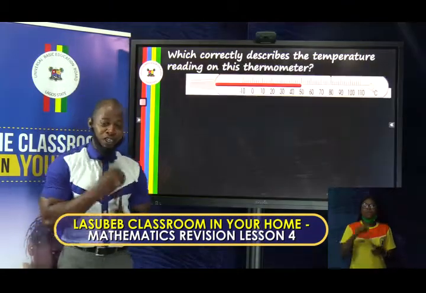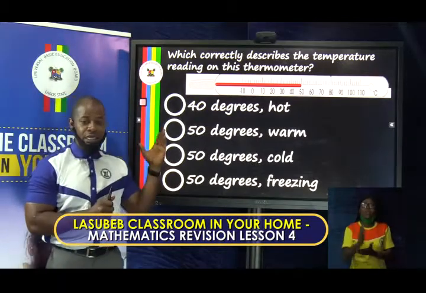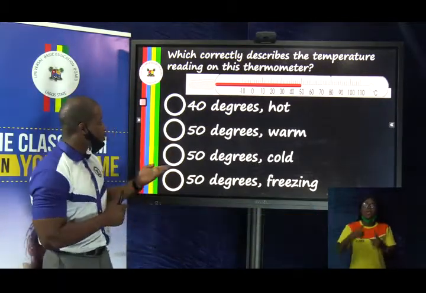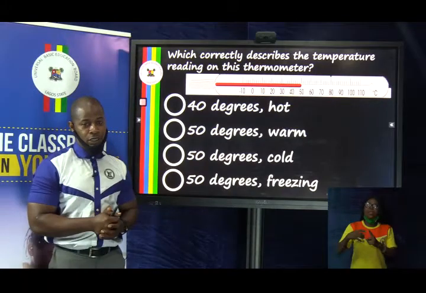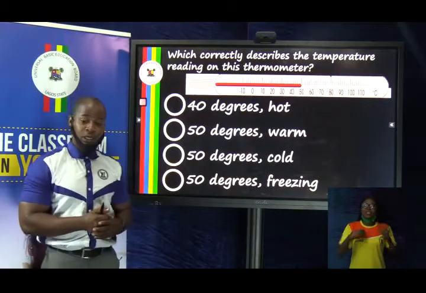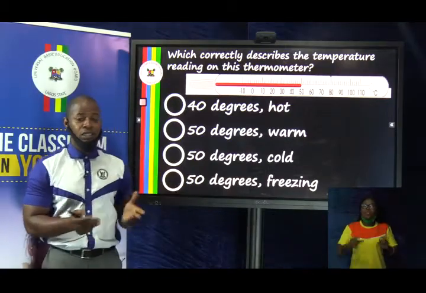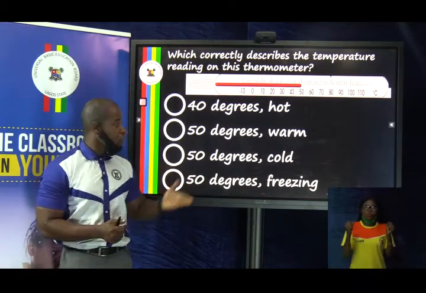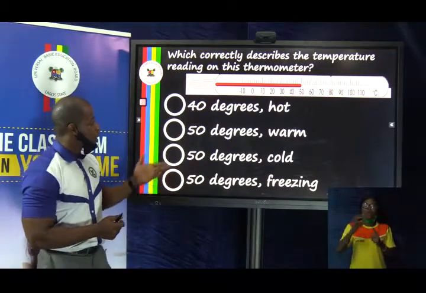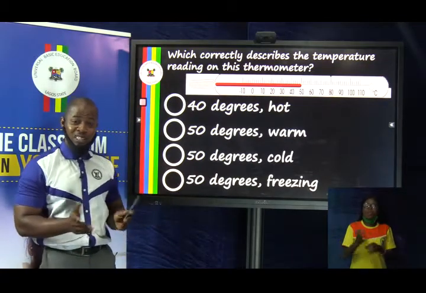First question for today says, which correctly describes the temperature reading on this thermometer? And your options are, it is 40 degrees and it is hot, 50 degrees and it is warm, 50 degrees and it is cold, 50 degrees and it is freezing. Imagine that it is the temperature of water. What is the reading and how would you categorize it? I believe you've selected your answer by now.